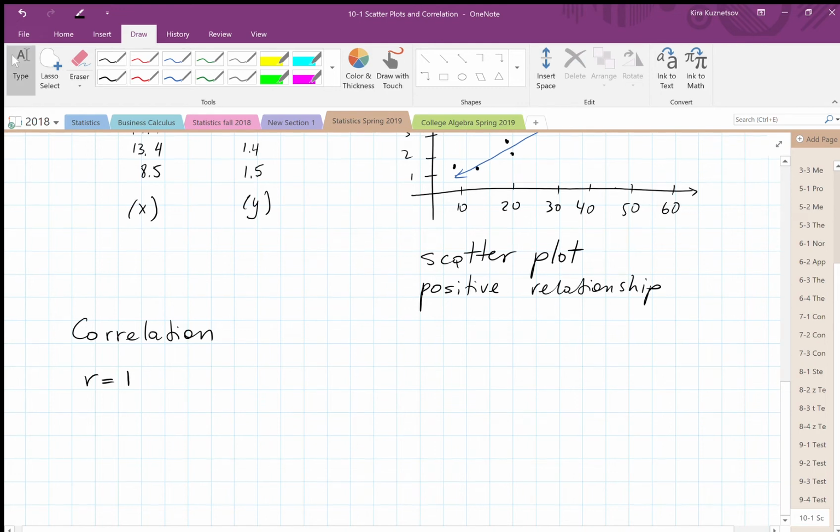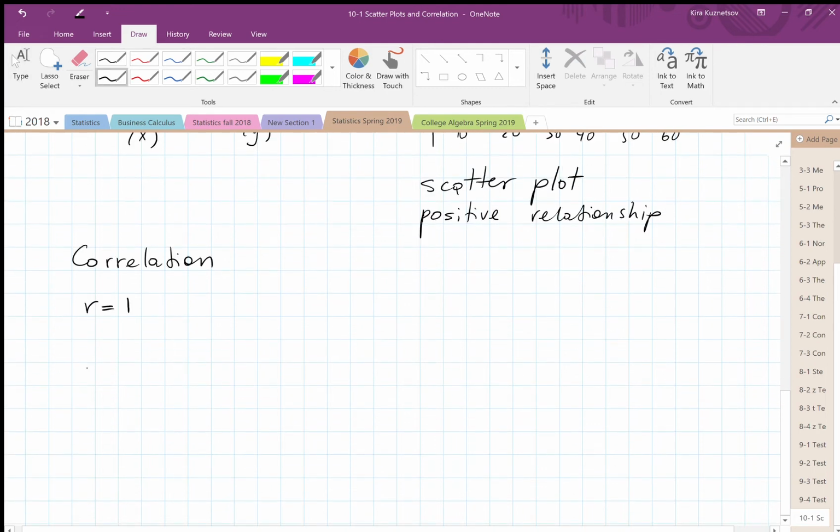When r is equal to 1, what it means is I have collinear points that have a positive slope. It doesn't have to be a slope of 1, but it has to be positive and they have to be collinear. An r correlation coefficient of -1 means that I have collinear points that happen to have a negative slope.